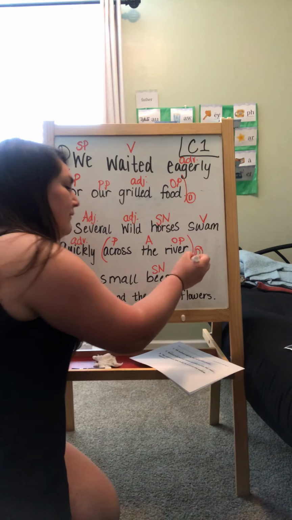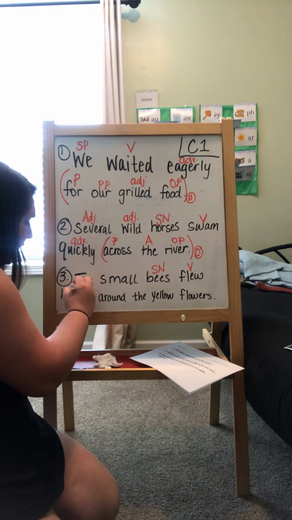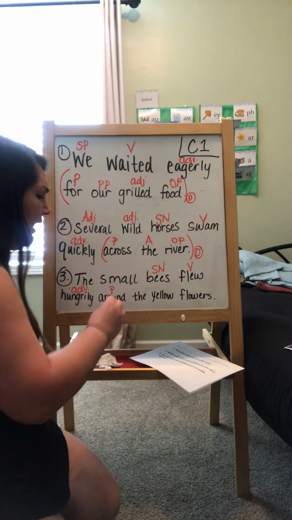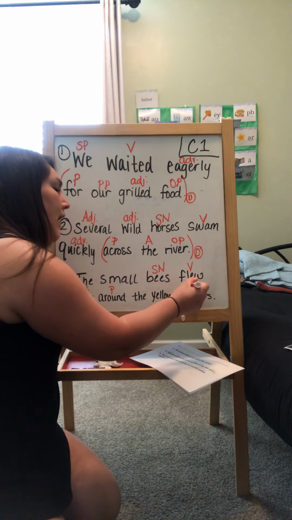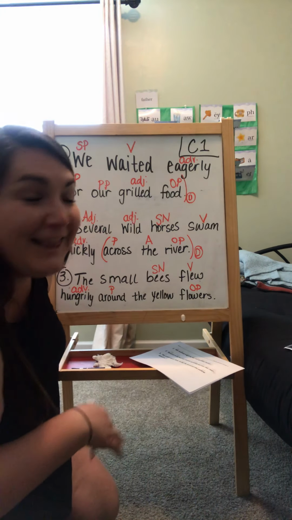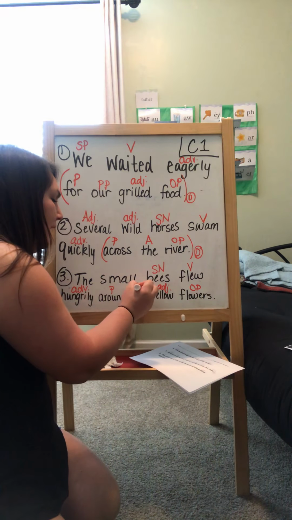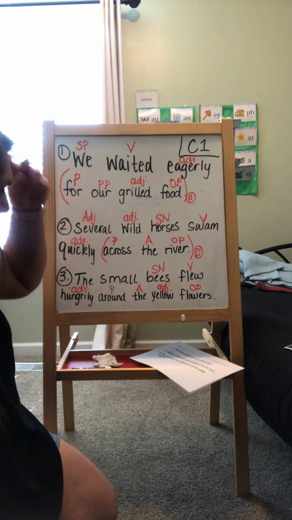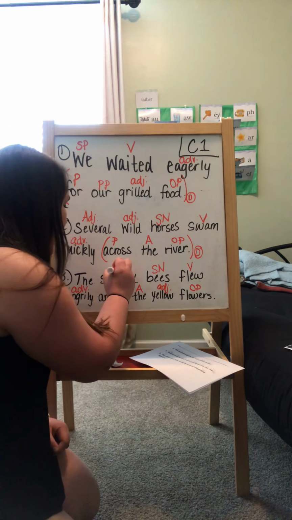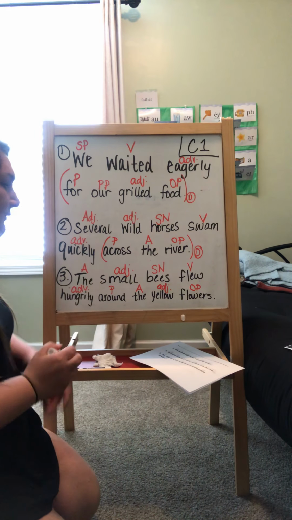Bees flew, verb. Flew how? Hungrily, adverb. Around, preposition. Around what? Flowers. Object of the preposition. What kind of flowers? Yellow. Adjective. The article, adjective A. Go back to our subject, noun. And we say, what kind of bees? Small. Adjective. The article, adjective A.